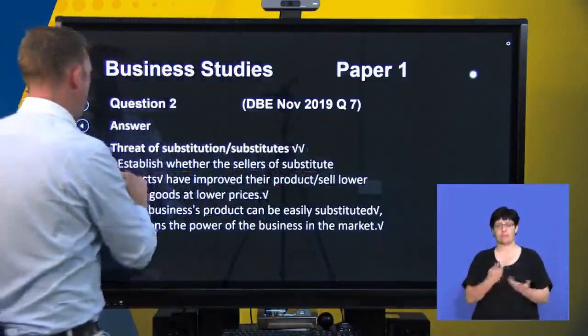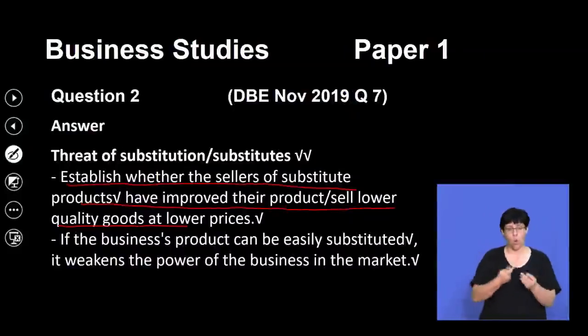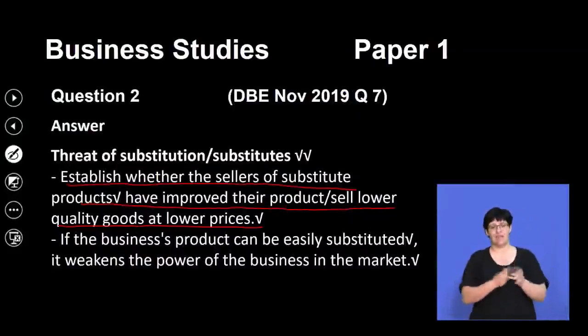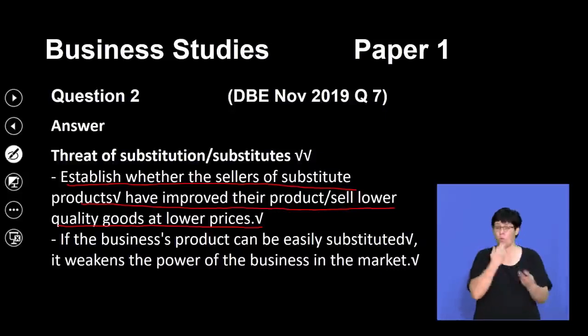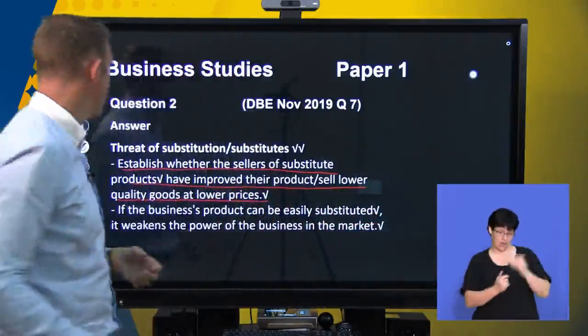And then we look at threats of substitutes. So we have to establish where the substitute products have improved their products or sell lower quality goods at lower prices. So can my product be substituted? Who can substitute it? If it's going to be substituted, is it going to be substituted by a product that's superior or inferior to us?